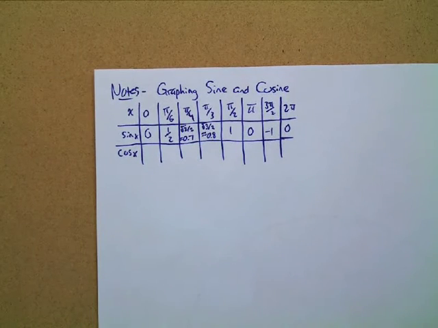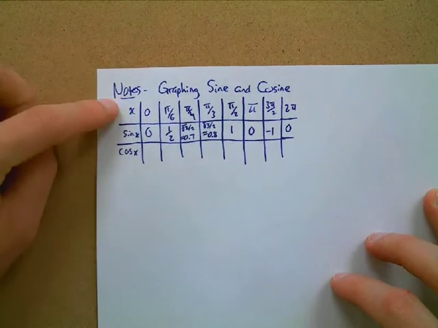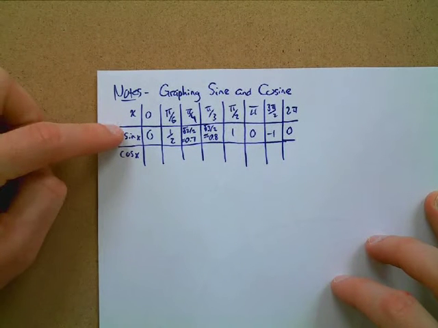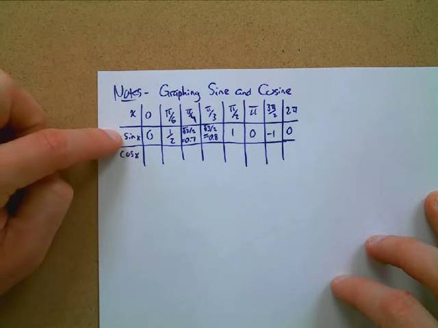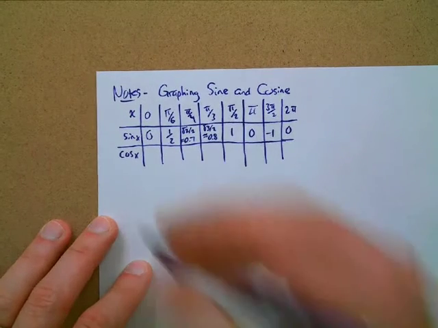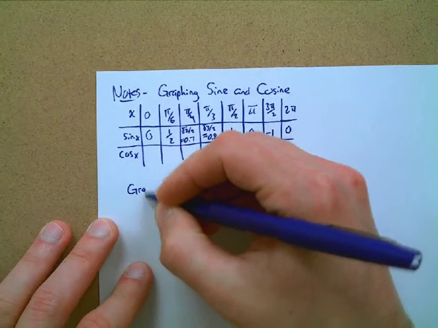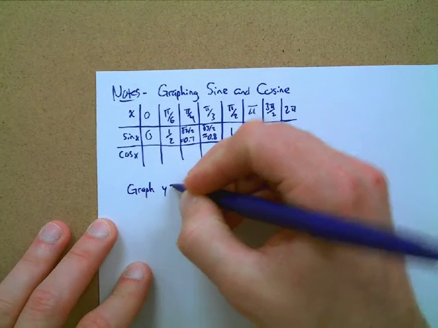Okay? So, let's graph this, right? I mean, this is essentially a table of values, where we have our x values paired up with y values, where y is just equal to the sine of x. So these are all coordinate pairs right here, right? So we could graph these. So let's graph y equals the sine of x.